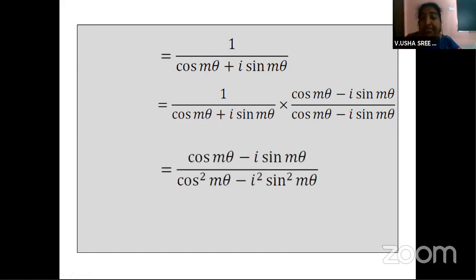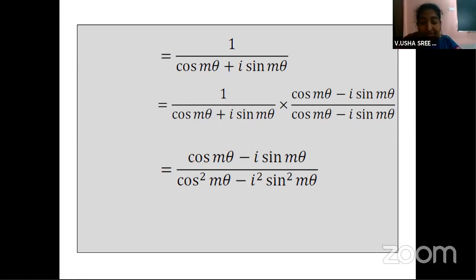Then we have 1 into cos mθ minus i sin mθ, which is cos mθ minus i sin mθ, divided by, in the denominator, it is of the form (a plus b) into (a minus b). So we can write it as a square minus b square: cos square mθ minus i square sin square mθ. But what is i square? i square is minus 1.